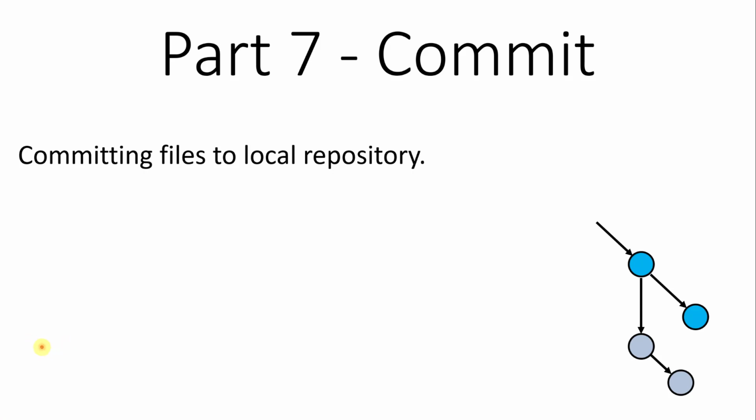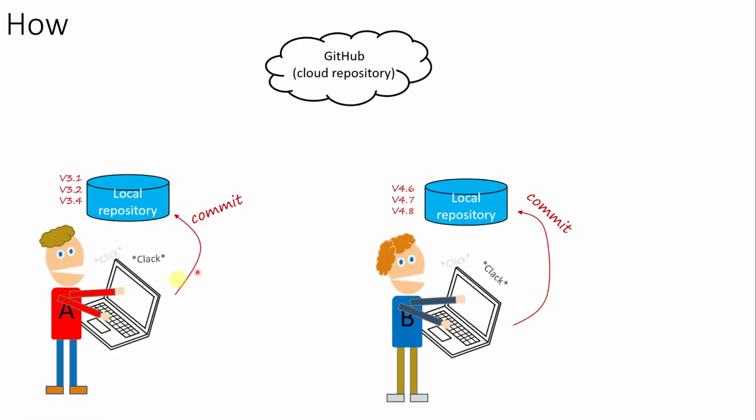This time we're going to commit files to the local repository so that we can later push them to the remote repository. Okay, so this is the step that we're going for, right? Each team member is working locally in their workspace, and the staging area keeps track of what we have modified so that we can commit it to the local repository.